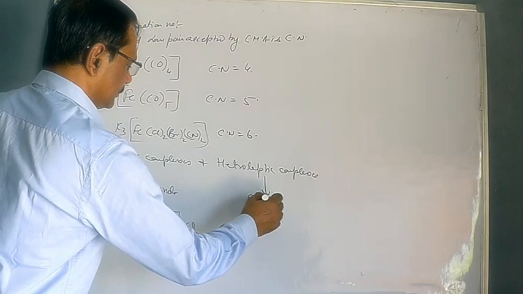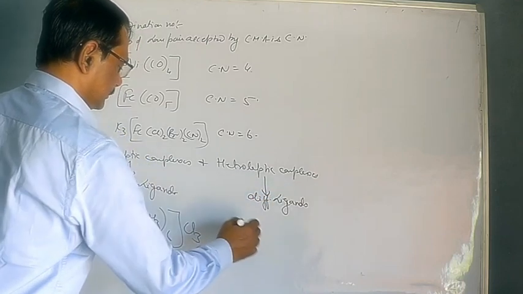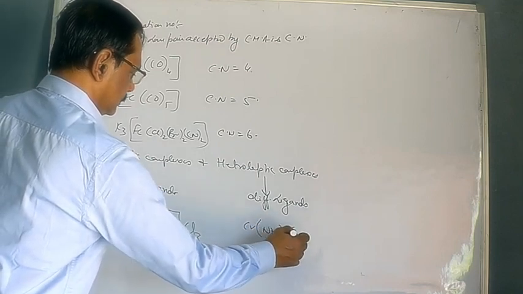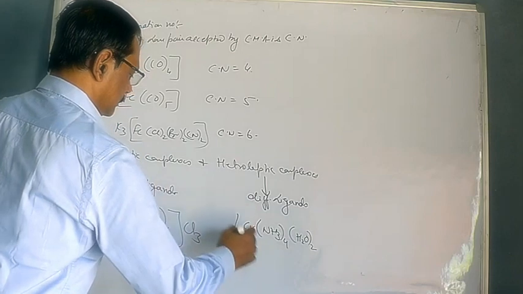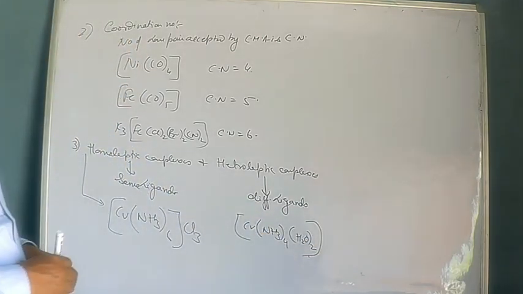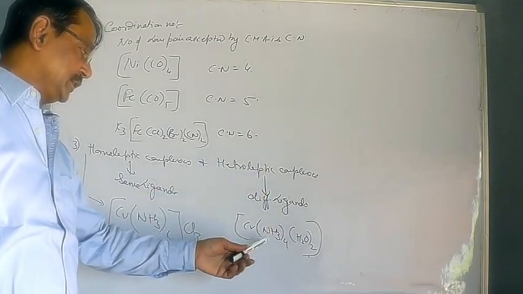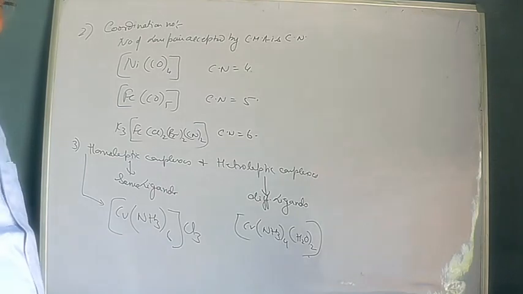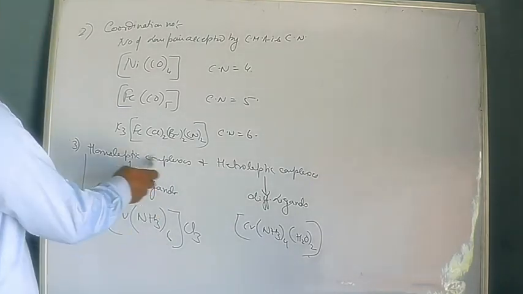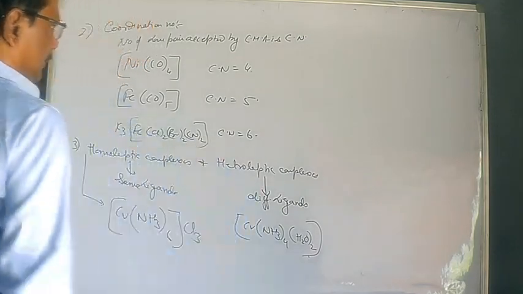Different ligands in the coordination sphere. So such complexes where the ligands are different, they are called heteroleptic complexes. You see here, there are different types of ligand. One is your ammonia, other one is your water. So homoleptic complex having same ligands, heteroleptic complexes having different ligands.